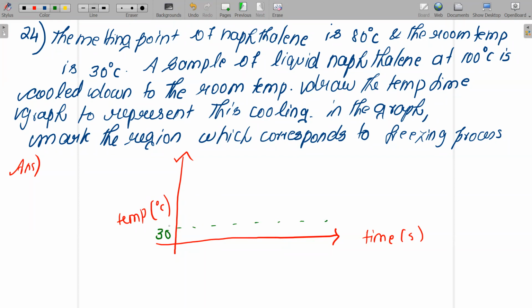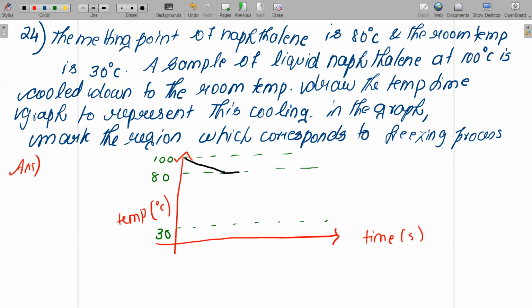Now this I'm doing. This is 80 and this is 100 degrees Celsius. The melting point of naphthalene is 80 degrees Celsius. The room temperature is 30 degrees. A sample of liquid naphthalene at 100 degrees Celsius is cooled. Cooling means it should go like this. Am I right? The melting point is 80 degrees Celsius. From that, what happened?